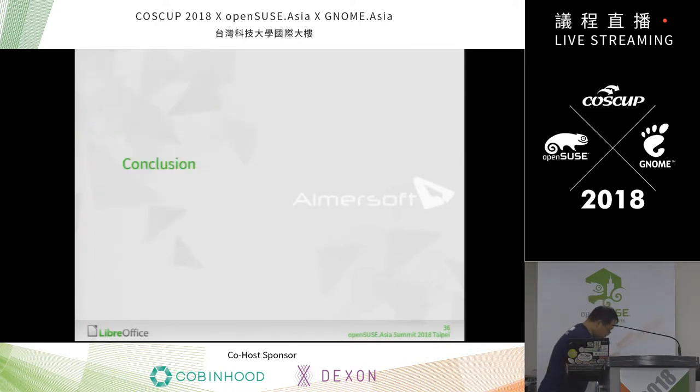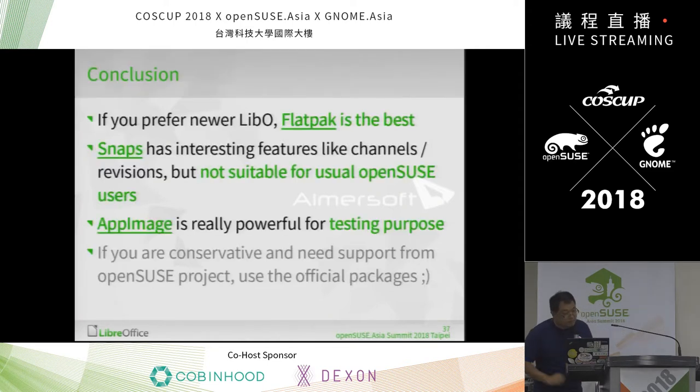Okay, conclusion. If you prefer a new LibreOffice, please consider using Flatpak. I think Flatpak is one of the best ways to use a newer LibreOffice continuously. And Snap has some interesting features like channels and revisions, but it is not so suitable for openSUSE users, I think. Technically it's very interesting, but yeah.